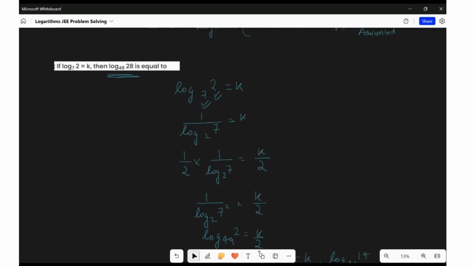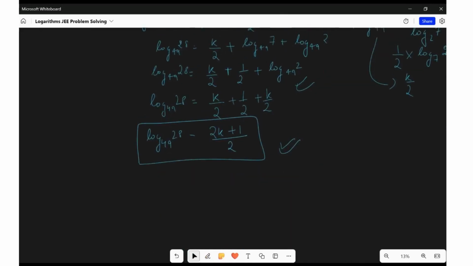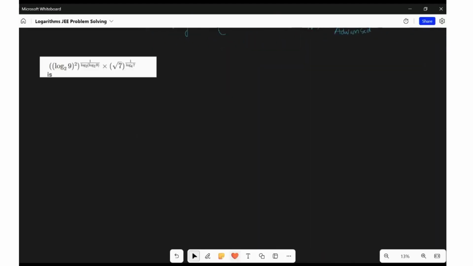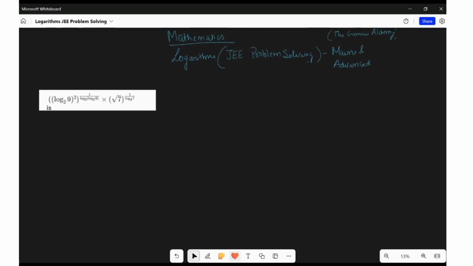So that was such an easy problem, as we can see. Now let's look at the third problem of JEE. Now this is the next problem, which seems to be a bit difficult, but it's very easy. It's just one property throughout the question, which we'll see now.